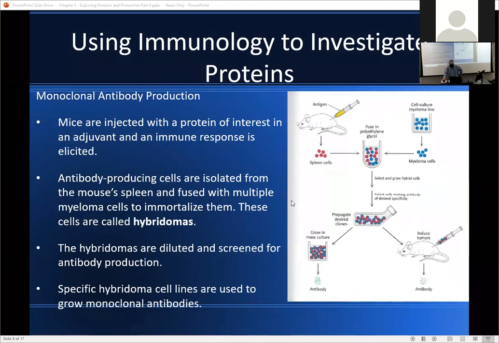Okay, now making a monoclonal antibody is a little more complicated, but it's doable. So usually, rather than using a rabbit like we do for polyclonal antisera, we use a mouse for making monoclonal antisera. Okay, so this part is just like what we do with the rabbit. We take our protein of interest, we're going to mix it with an adjuvant that enhances the immune response.